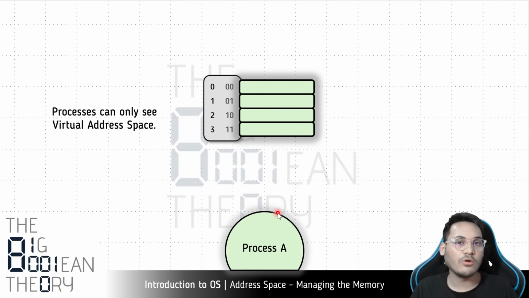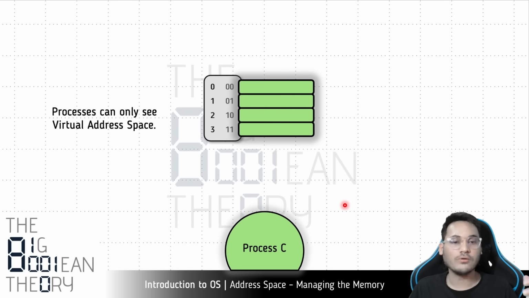So from the perspective of process A, this is how the memory looks. It is very obvious that process A thinks that memory is private to it because it can only access its own data. But in reality, this illusion has been created by the operating system. Similarly, process B can access only its own data, basically via its virtual address space, and the same is true for process C.